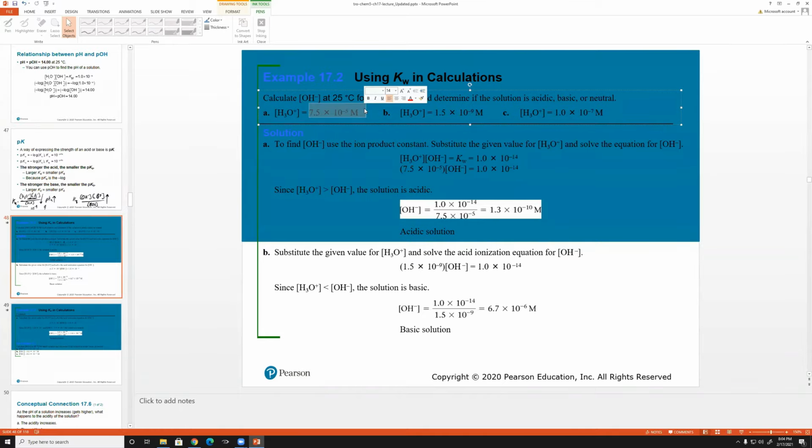Wherever you have an H3O plus concentration larger than 1 times 10 to the negative 7, it is acidic. That's an important thing. If you have an OH minus concentration that's larger than 10 to the negative 7, then it's basic. So it's just getting used to all these terms, really, getting used to how they relate to each other. Any questions on that?